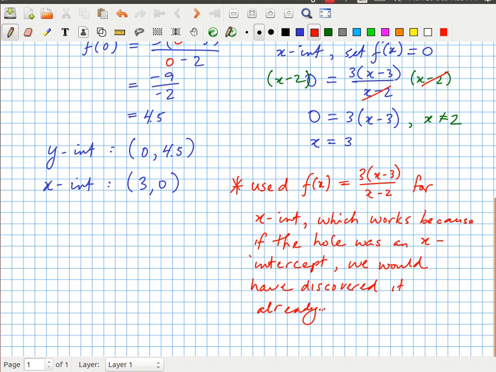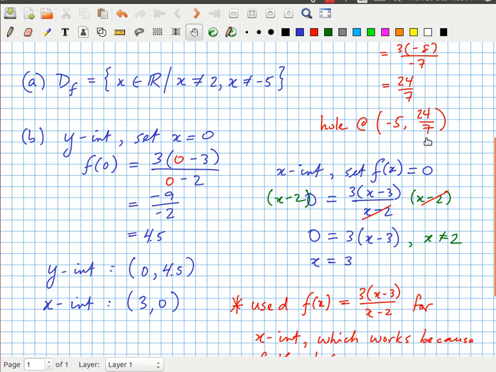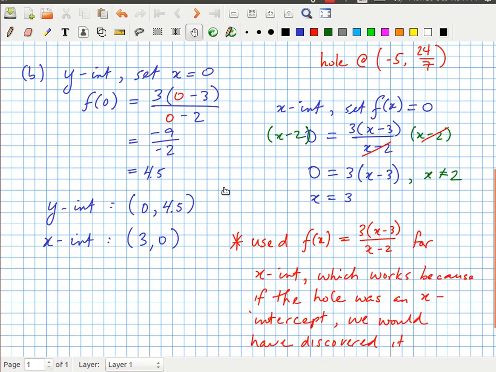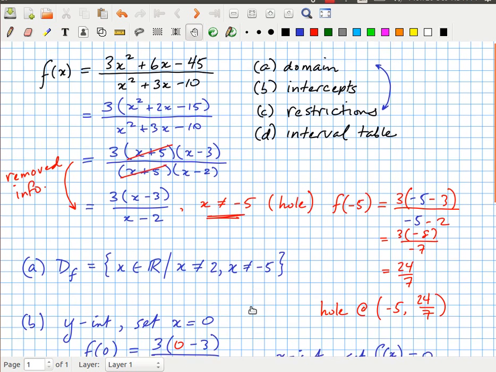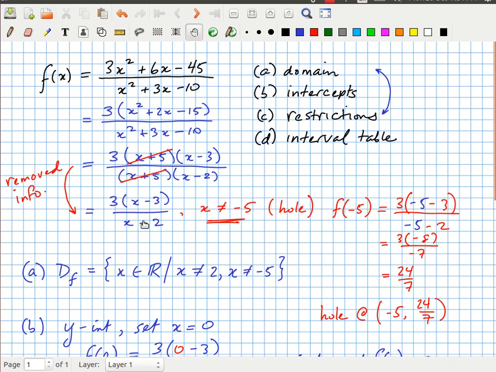Okay, sorry for taking the time to write all of that out. Now, it turns out the hole was not one of the x-intercepts. The hole didn't have a y value of 0. It had a y value of 24 over 7. So now we've got our intercepts, we've got our domain, we have our simplified function.